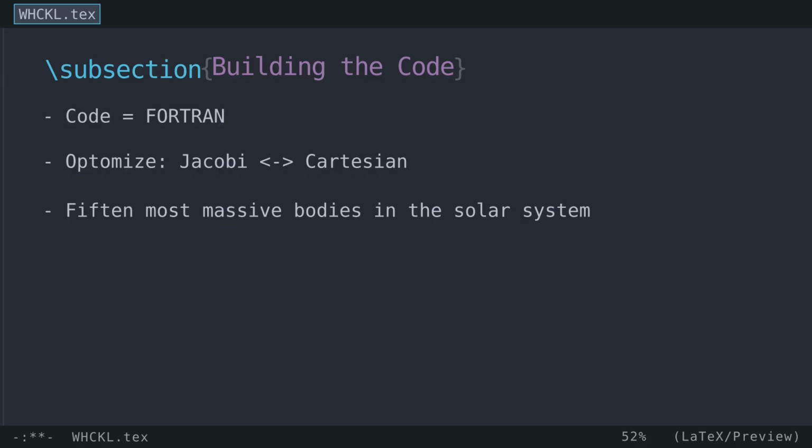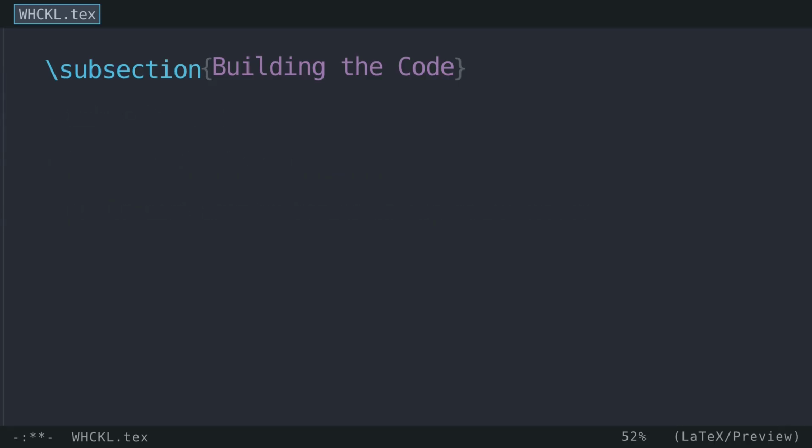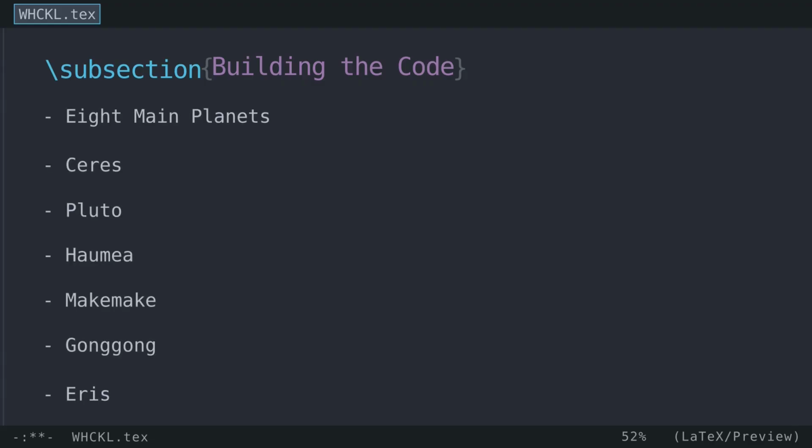I won't bore you with all the details, but eventually I compiled about 15 of the most massive bodies that orbit the Sun. The 8 traditional planets, Ceres, Pluto, Haumea, Makemake, Gonggong, and Eris. Yes, Makemake and Gonggong are real names for dwarf planets.